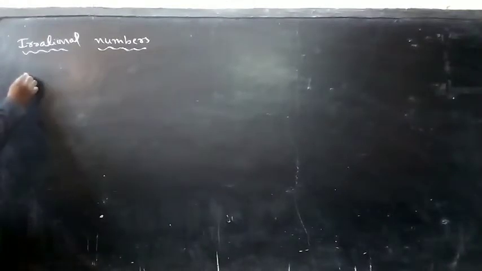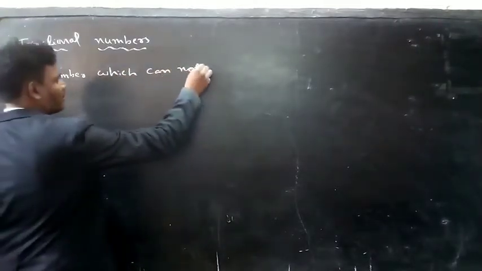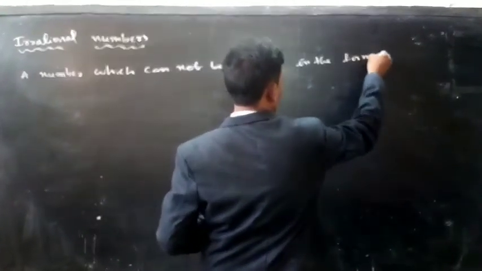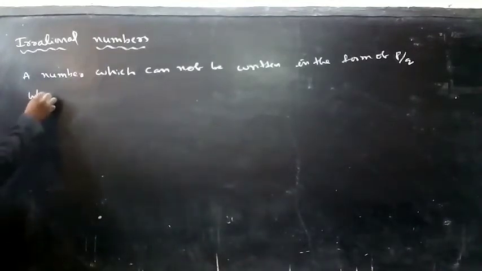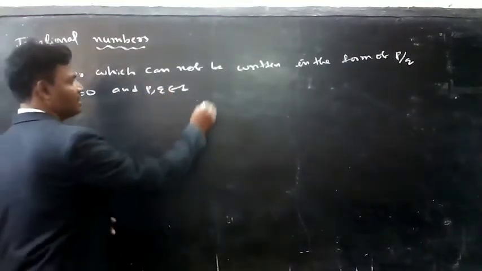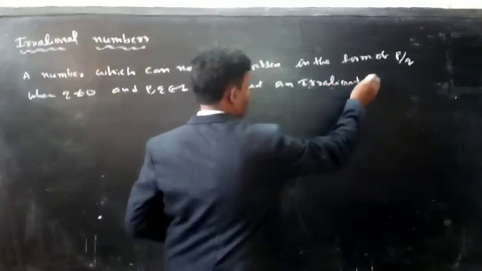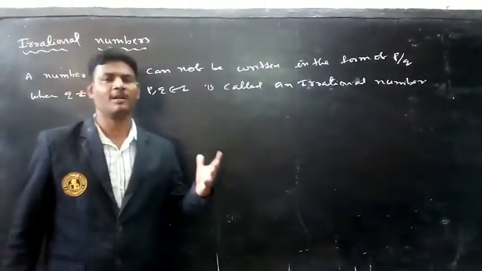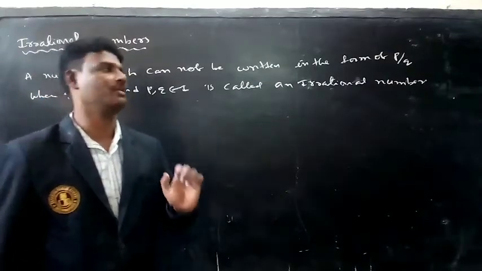So next, irrational number. A number which cannot be written in the form of p by q, where q is not equal to 0 and p comma q belongs to I, meaning integers, is called an irrational number.